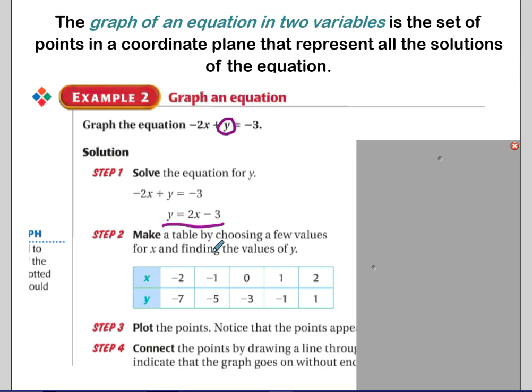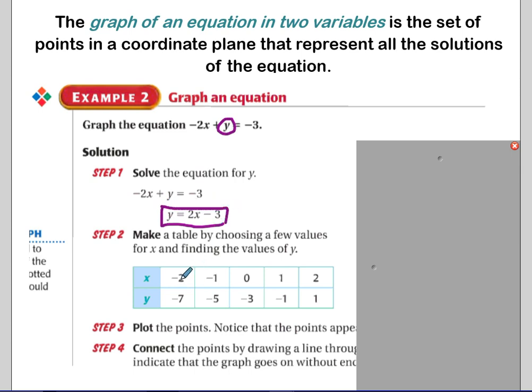They don't give you your domains, unlike last section where they actually gave you domain values. My recommendation would always be to do a couple negative numbers, a 0, and then a couple positive numbers. It makes sure that your graph looks complete. Okay, so then I'm just going to plug in my values into my new equation here, which is y equals 2x minus 3.